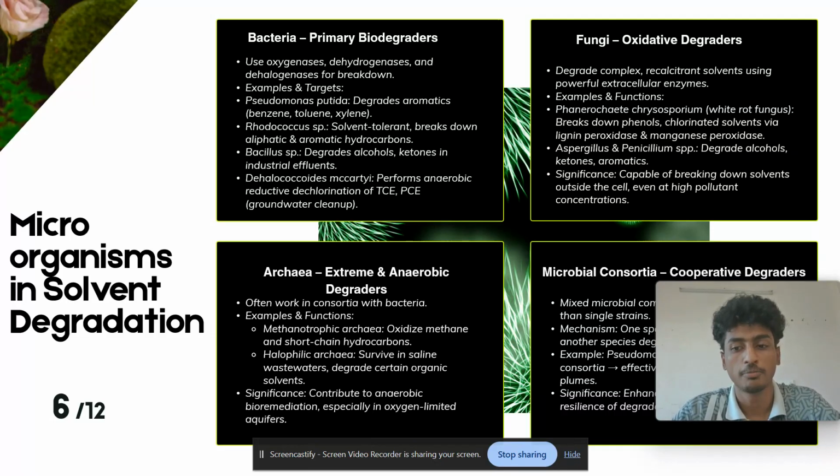Next group is fungi, also known as oxidative degraders. Fungi, particularly the white rot fungus Phanerochaete chrysosporium, degrade phenols and chlorinated solvents using oxidative enzymes such as lignin peroxidases. Then the third group, archaea. Archaea contribute in extreme or oxygen-deprived environments. The methanotrophic and halophilic archaea can oxidize short chain hydrocarbons.